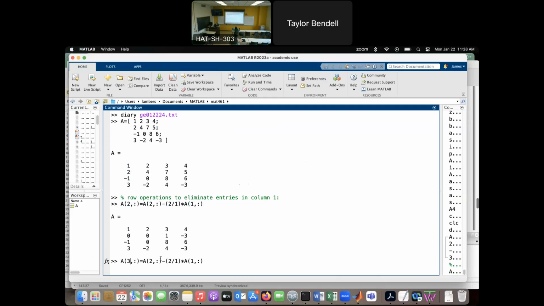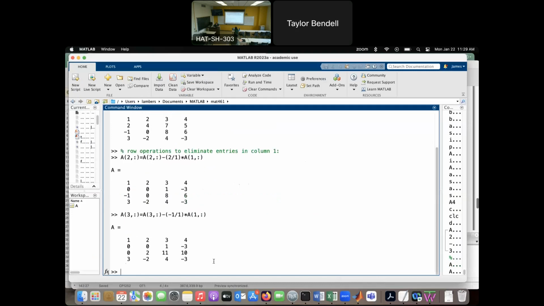And then I do that again in the third row, so my multiplier would be minus 1 divided by 1. And then I do that one more time, the fourth row. My multiplier would be 3 over 1. Okay. All right, so I'm finished with the first column. I move to the second column, and I can't continue because I have A22 being 0. So how would I get around that?